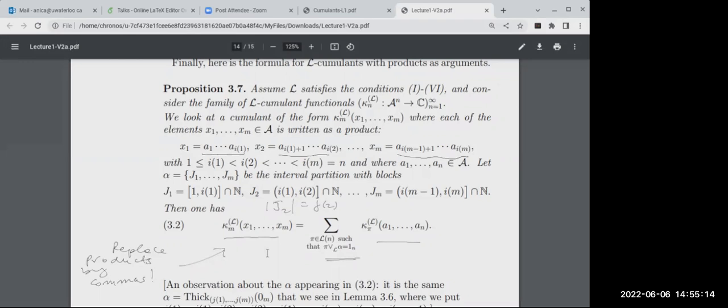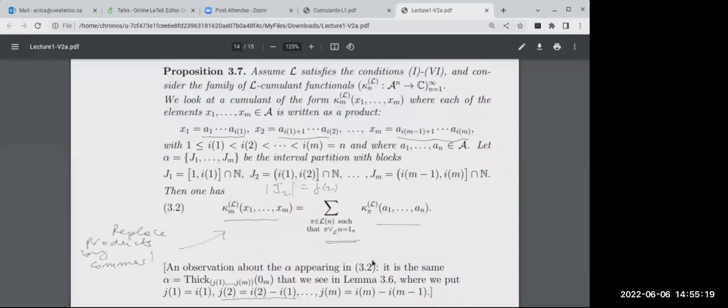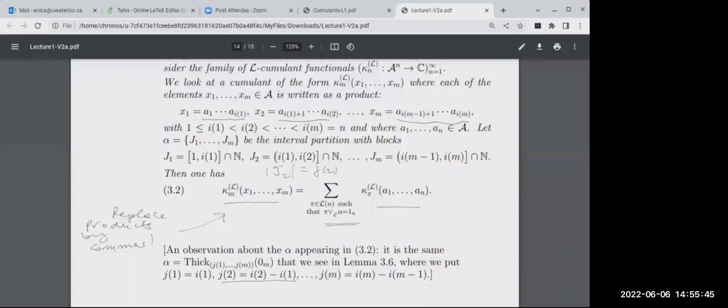So replace the products by commas. That's the general idea. There is this alpha which appears. This alpha is the same as above, only that we have to be a bit careful. These are the i's, and the alpha was in connection to the j's. The j's are exactly the sizes of this monomial. So j2, for instance, is i2 minus i1, and so on. And alpha is that interval partition, and this is the condition. So it's very nice to see.